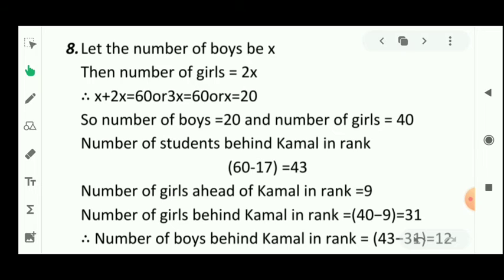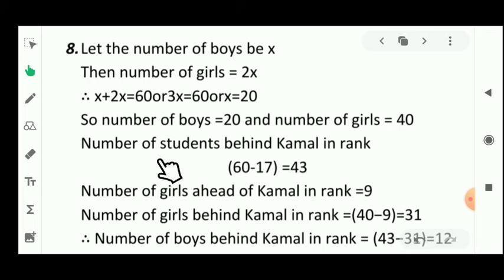Let's see the solution. Students, we will let the number of boys be x, then the number of girls will be 2x. That means what will be the equation? x plus 2x will be 60. That means 3x equals 60. That means the x value will be 20. So the number of boys will be 20 and the number of girls will be 2 multiplied by x, that means 2 multiplied by 20, that is 40.